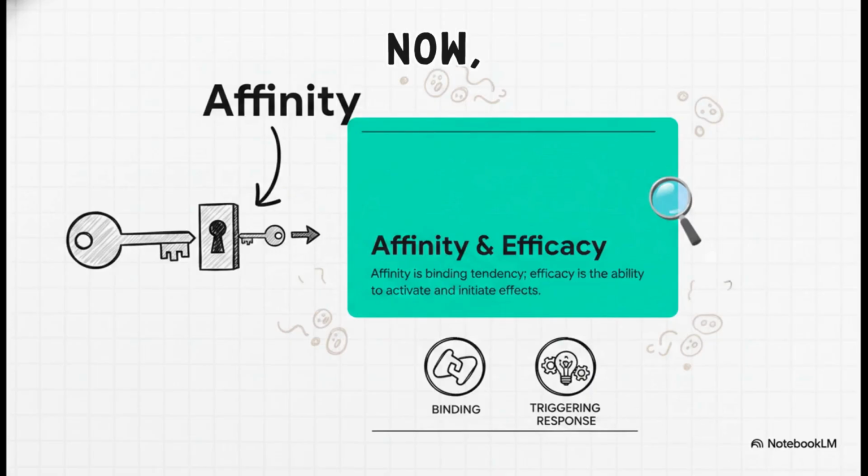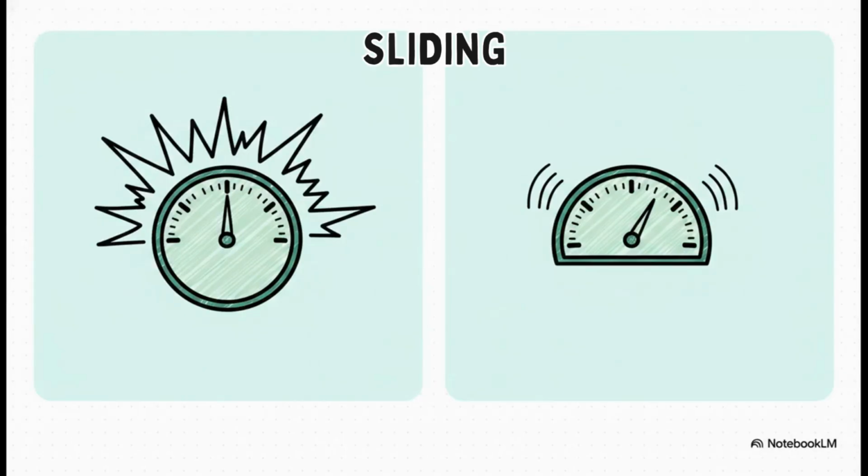Now, since efficacy is a sliding scale, a graded property, not all agonists are created equal. Full agonists possess high efficacy. When they bind, they are fully capable of producing 100% maximal tissue response. On the flip side, partial agonists only have intermediate efficacy. That means even if they saturate and occupy every single receptor on a cell, they can literally only ever produce a submaximal or partial response.